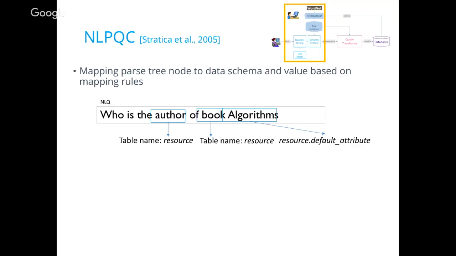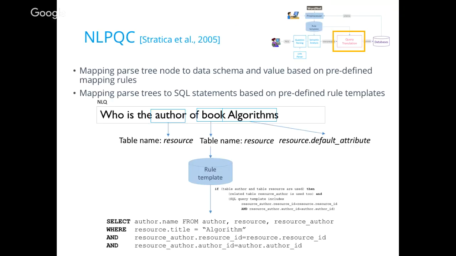So it gives you this initial mapping of the terms onto different database elements. Then the system itself contains something called a rule template. It's basically some predicates, if-then actions that tell us how to do the mapping. So for example, this particular one says if table author and table resources are used, and the resource author used, then we should generate this particular query template. So basically purely template based.